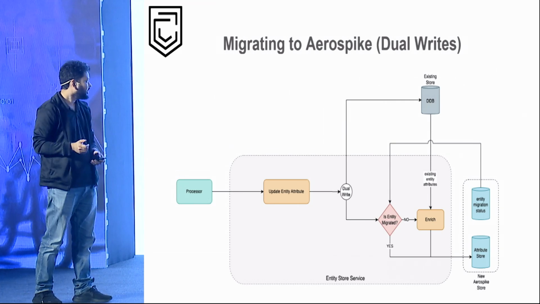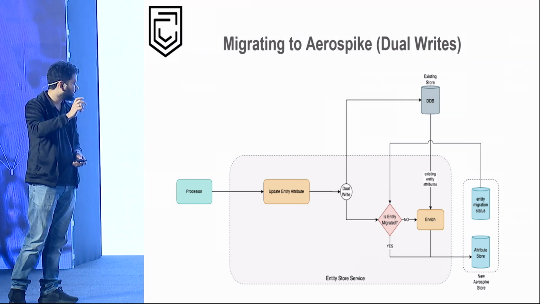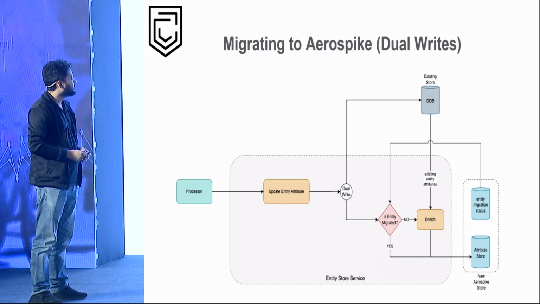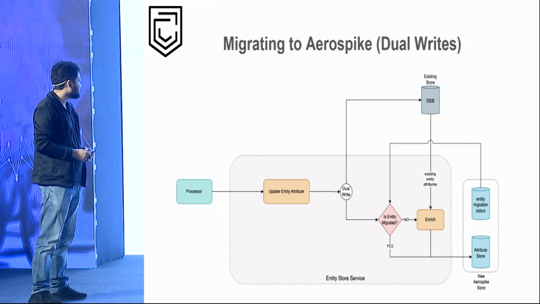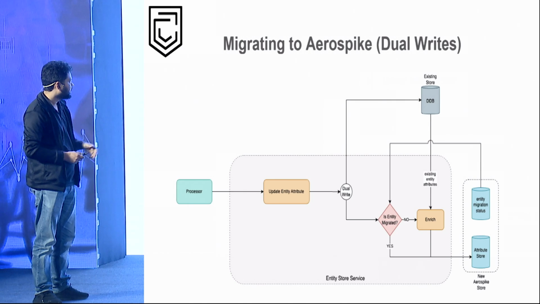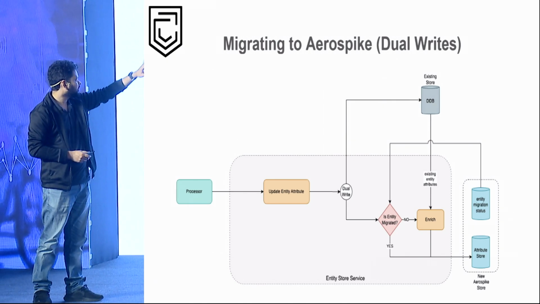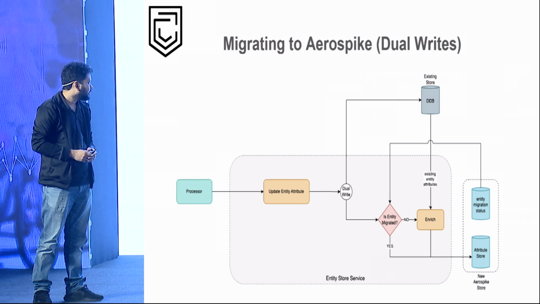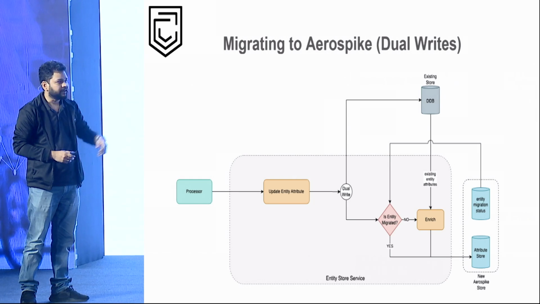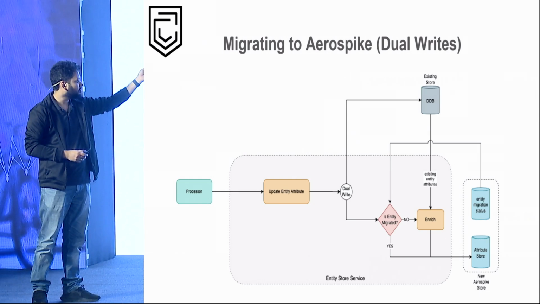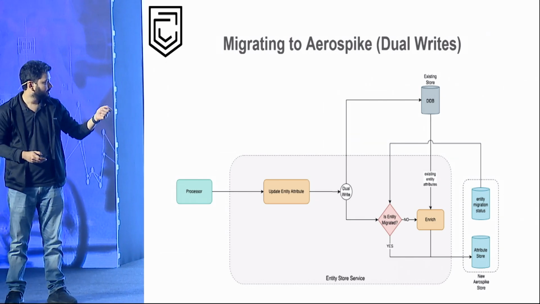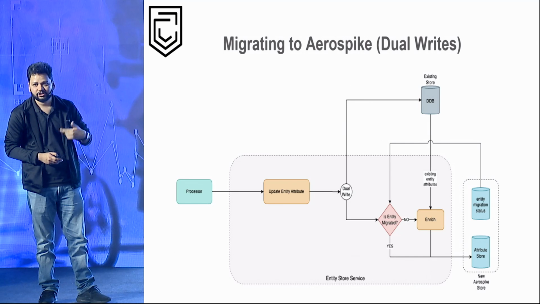So we tweaked our code base a little bit, primarily in the service that deals with talking to the entity stores, the entity store service. This is a little tweak that we did in the write path of our service. Whenever we received any request to update a particular attribute for an entity, as was pre-existing, we wrote it to DynamoDB. But when writing to Aerospike, we first checked the migration status of that particular entity. If it was not migrated, we would enrich that update request with all the data from DynamoDB and write it into the new Aerospike store. And that would complete the migration for one particular entity. So all the migrations were happening in real time.